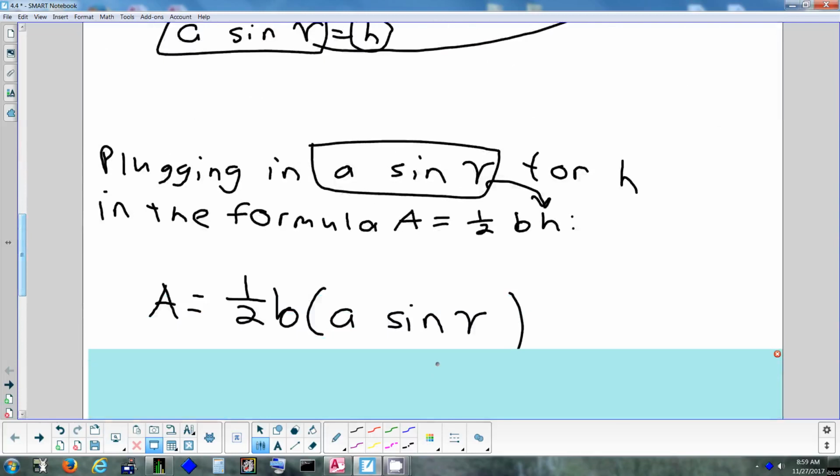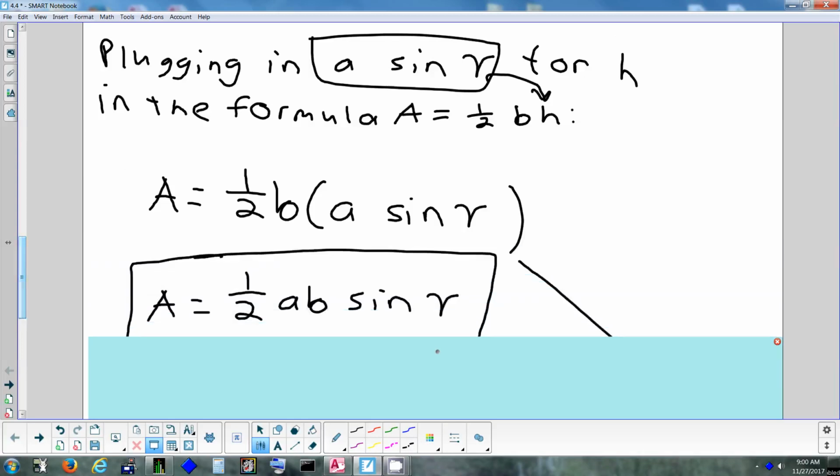And that's what you get. You get 1/2 B, or 1/2 the base, times A sine gamma. Now you have four things you're multiplying together there: 1/2 times B times A times sine gamma. When you multiply, does it matter the order you do it in? No. Like if you had 2 times 3 times 4, if you did 4 times 3 times 2, you get the same thing. So the way that you usually see this formula written is in alphabetical order, 1/2 AB sine gamma.